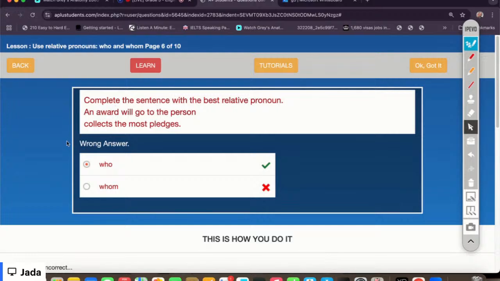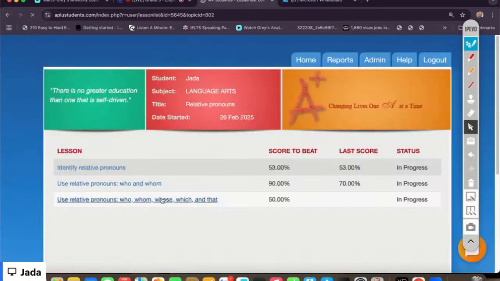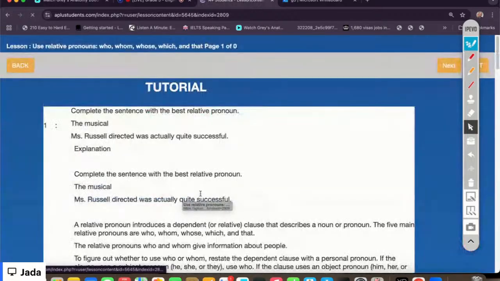Alright, you guys should stay focused. You're not staying focused. Stop getting distracted. Anyways, we'll move on to the next one. You have to complete this lesson. If you haven't done that, we'll move on to use relative pronouns with whom, whose, which, and that. Alright, so let's stay focused.